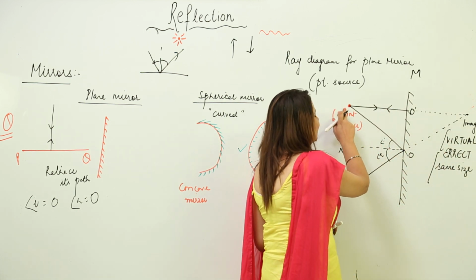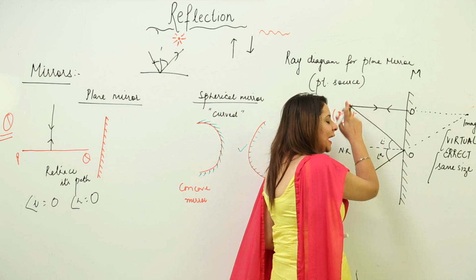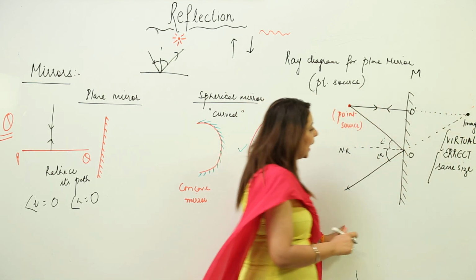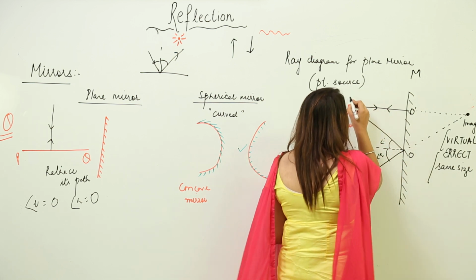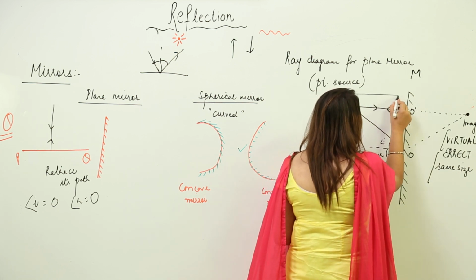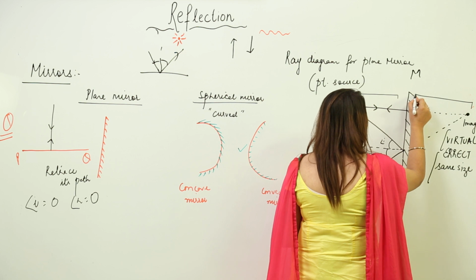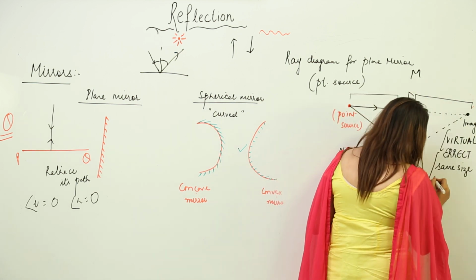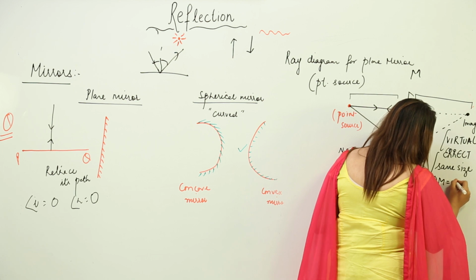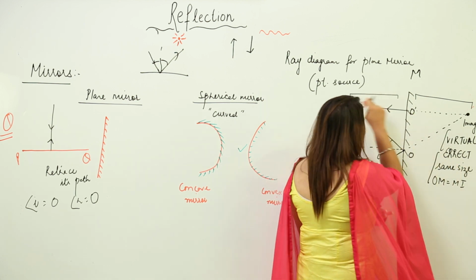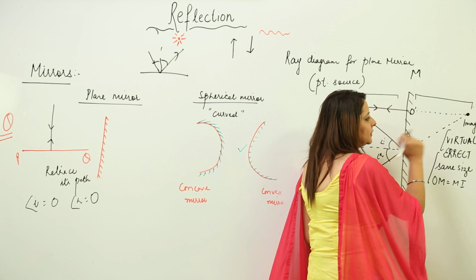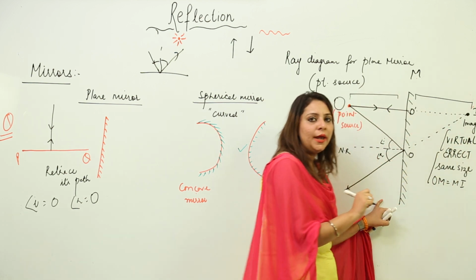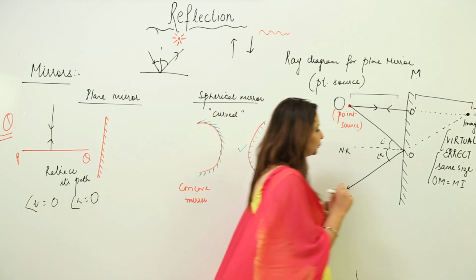That what will be the size of the point source, that is going to be the size of the image. And moreover, the distance of the source from the mirror is always equal to the distance of the image from the mirror. So let's say this is M, so that means OM is equal to MI. That means this distance is equal to this distance. This is my I, this is my O, and this is my M. So OM is equal to MI.